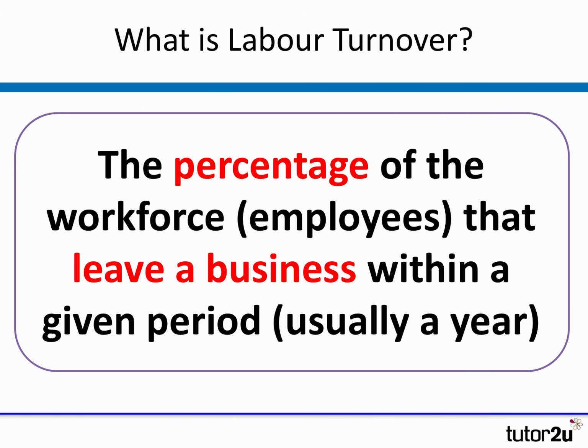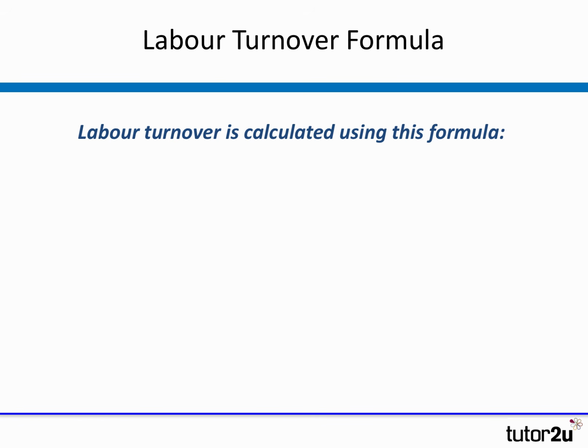So what is it? Well, labour turnover is calculated, so it's a calculation for you, and it's expressed as a percentage. So as soon as we see that, we know we're going to have to be doing a calculation and multiplying by 100 to get a percentage number. And it's the percentage of the workforce, the employees, that leave a business within a given period. And typically, labour turnover is measured over the course of each year. So the percentage of employees who leave a business each year.